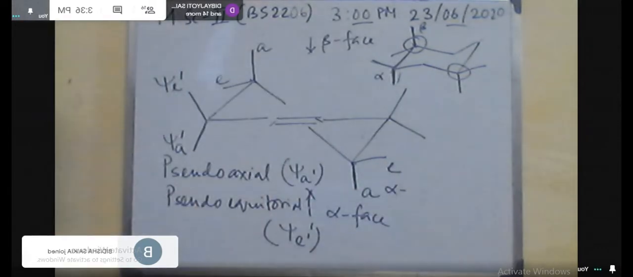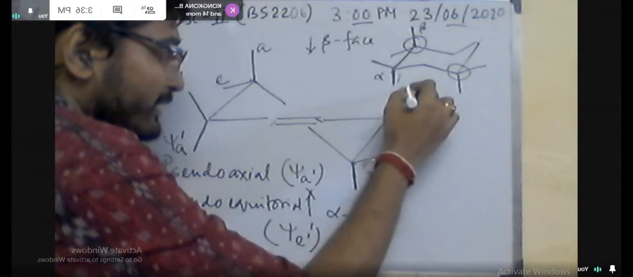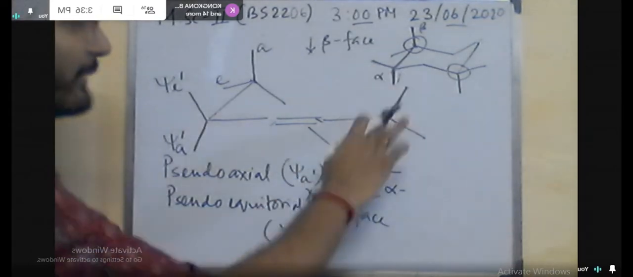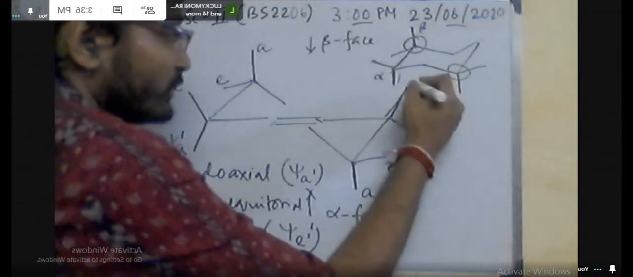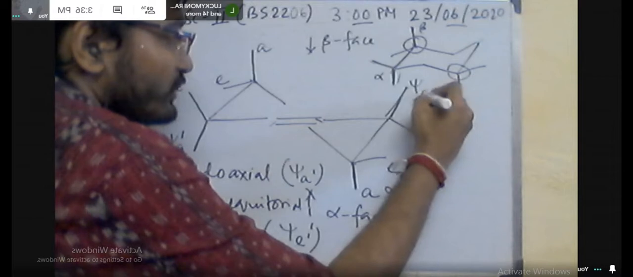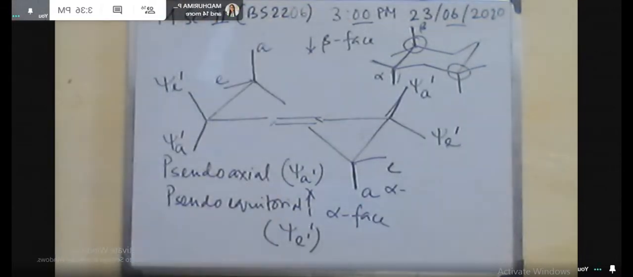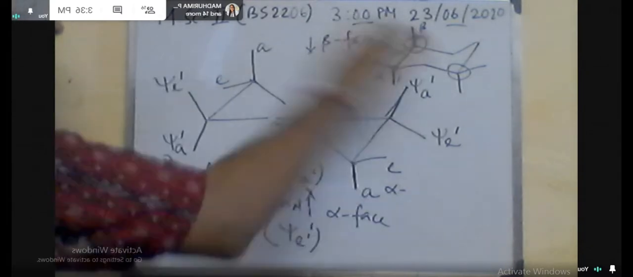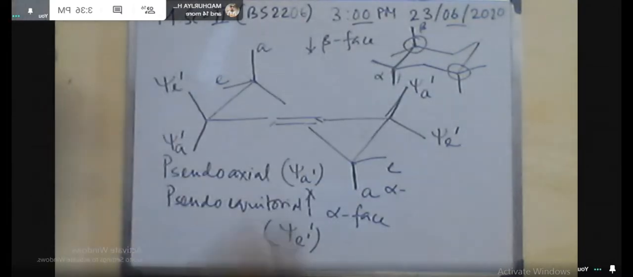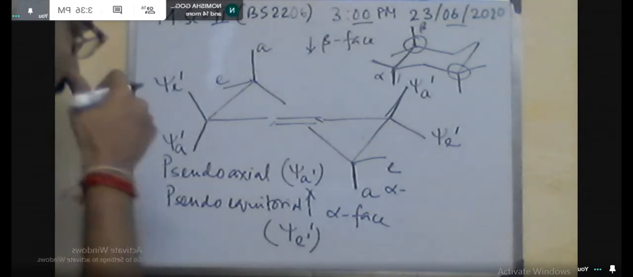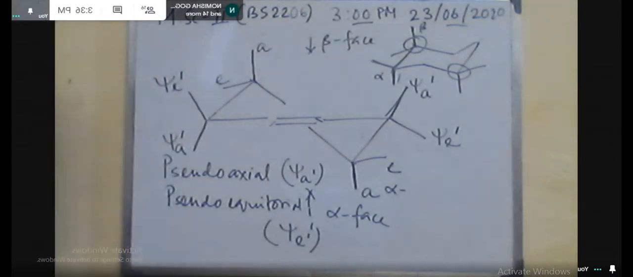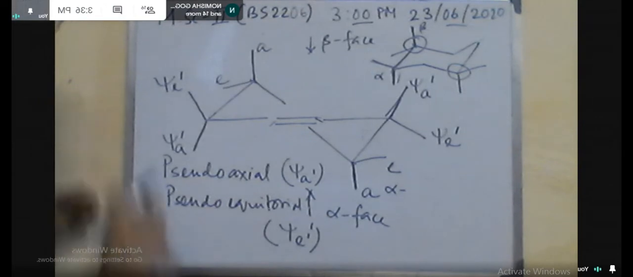So as a whole, this is the general conformation of the pure cyclohexene. Okay. Now for the epoxidation of the alkene, cyclohexene, so if this is the cyclohexene, and you are using the MCPBA, the mechanism will be the same.